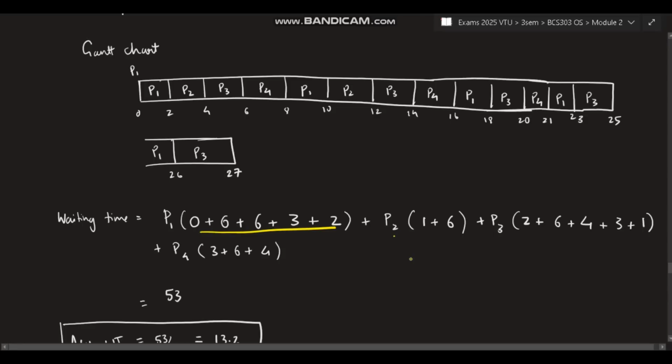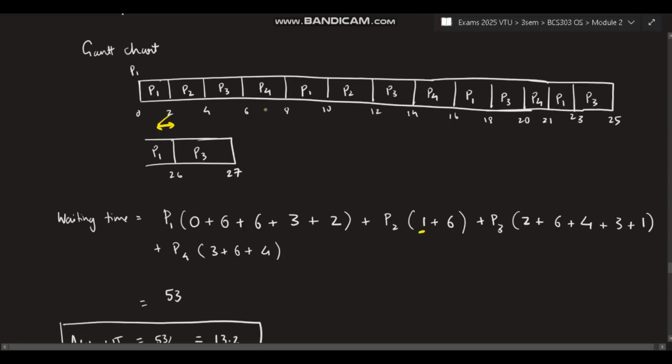Same for P2. P2 started at 2. When had P2 arrived? P2's arrival time is 1, right? P2 had arrived at 1 second, and when it started executing, it started at 2. So it arrived at 1 and started executing at 2. So this time is 2 minus 1, that is 1.